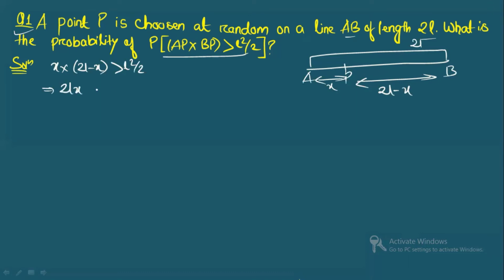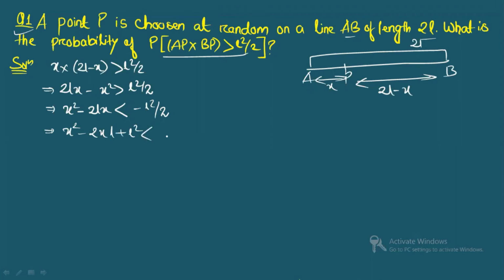Now you can write 2LX minus X square is greater than L square by 2. Finally, if you take the minus sign common, you will get X square minus 2LX, and this will become less than minus L square by 2 on the right hand side. Clear? Now to make it (A minus B) whole square, this is X square minus 2XL. I'm adding L square on the left hand side and on the right hand side also. So this is L square by 2 plus L square. So finally, this will give you (X minus L) whole square.